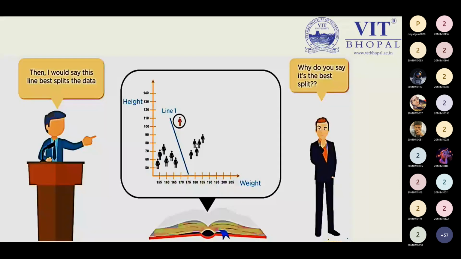So then I would say line 1 is the best line to split the data properly. So line 1 I have chosen. Now it is clear so far. Everything is clear. Or does anyone need to ask a question? It is clear, sir. Okay, good.